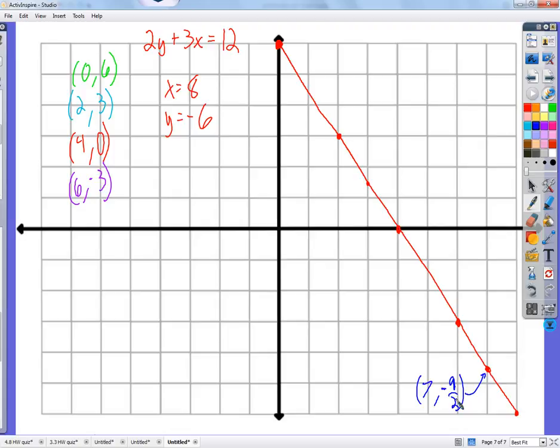So here's a big moment right now. We just drew a line. We drew that line, we connected those points. We picked a point on that line. What's the relationship between this point, 7, comma, -9/2, and this equation?